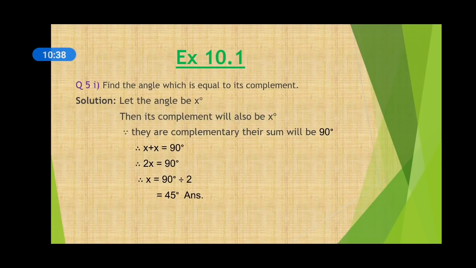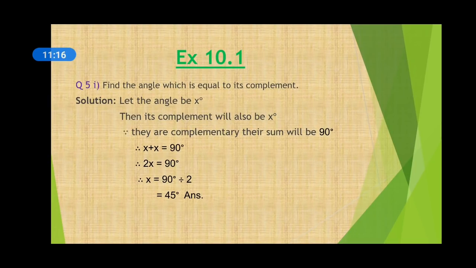So now open exercise 10.1 of your book and look at question number 5, first part, because questions number 1 to 4 are very easy. Question number 1 can be done orally in the book itself. And for questions 2, 3, 4, you have to find just the complement or the supplement. For complement, you'll subtract from 90, and for supplement, you'll subtract from 180. So try the questions which will be given as home assignment today.